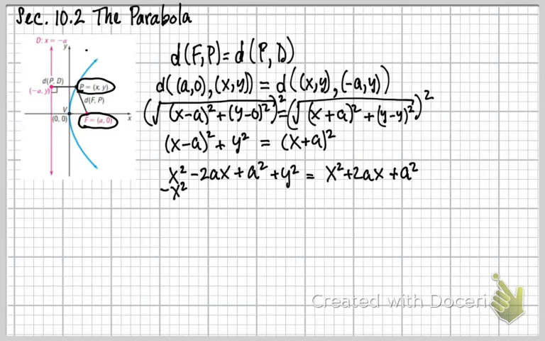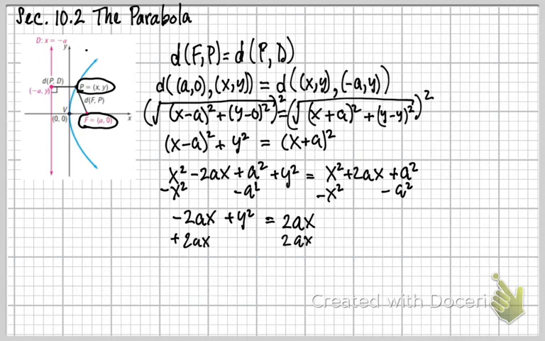Now all I'm going to do here is subtract x squared from both sides. And there's a reason why I'm doing all this. And I'm also going to subtract a squared from both sides. So negative x squared, and that's it. Those two things from both sides, and watch what we end up with. And then if I add 2ax to both sides, I get y squared equals 4ax.